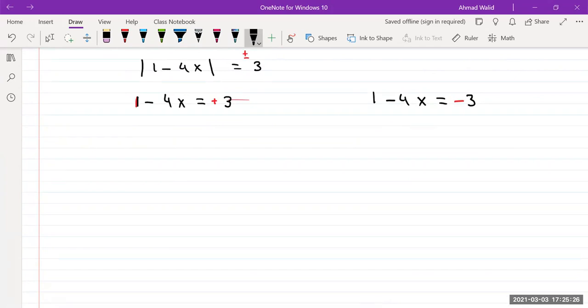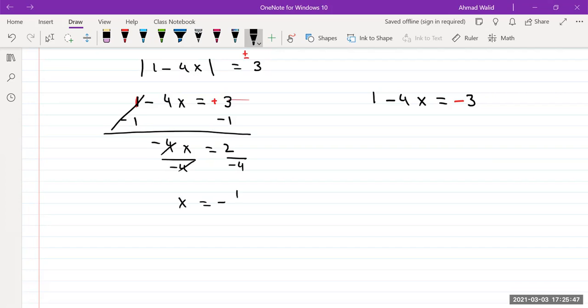Okay, what's the first step here? Subtract 1 from both sides. Then negative 4x equals 3 minus 1, which gives you 2. Divide both sides by negative 4. x equals negative 1/2, one of the solutions.